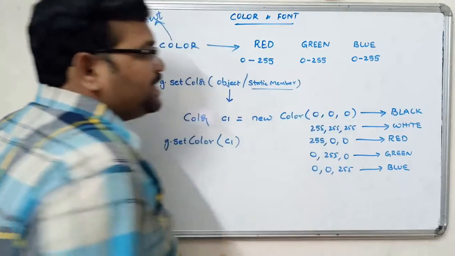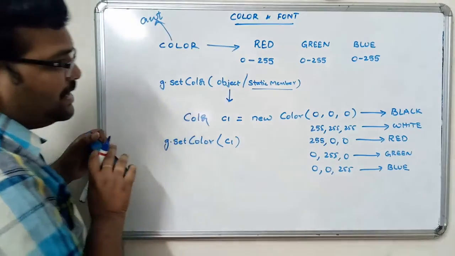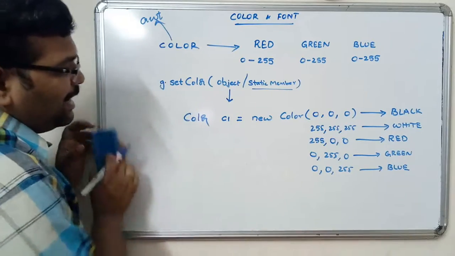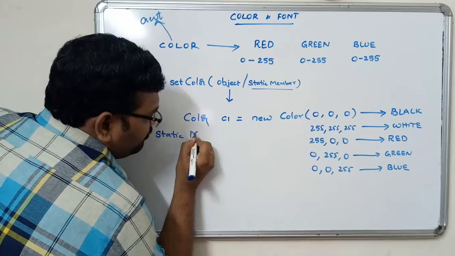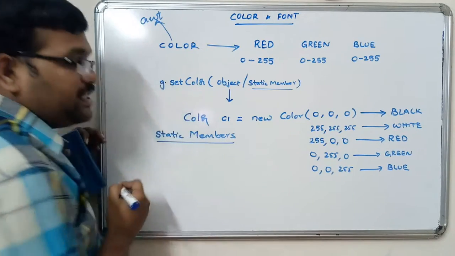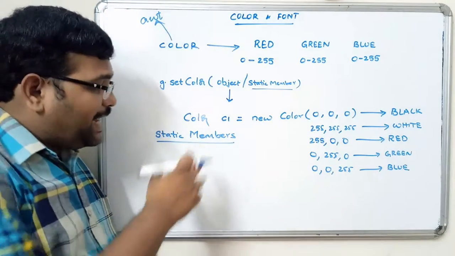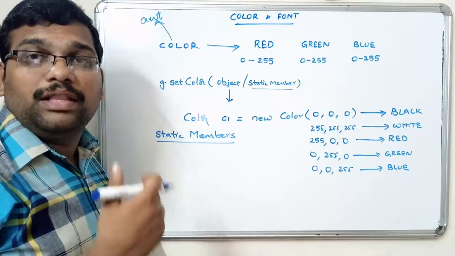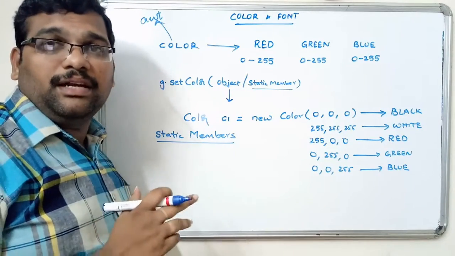This is one way to assign a color with the setColor method. Another way is passing the static member of a color class. The color class has static members. Static members can be called directly by using the class name; we need not create an object for that.